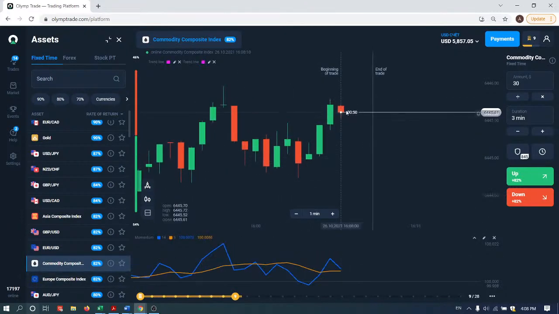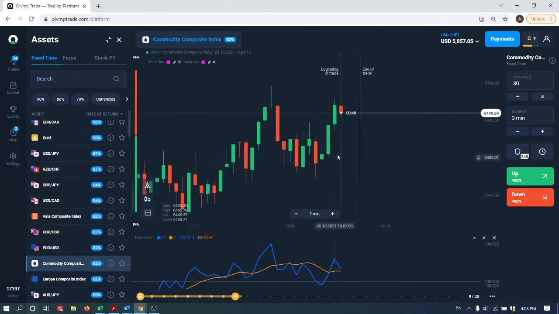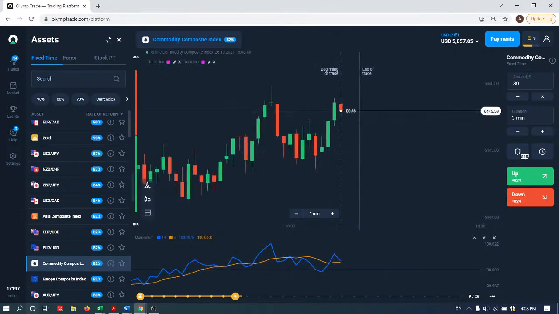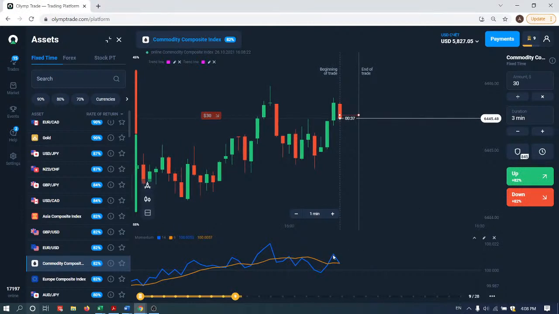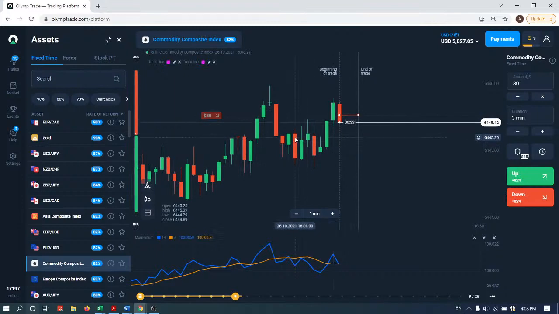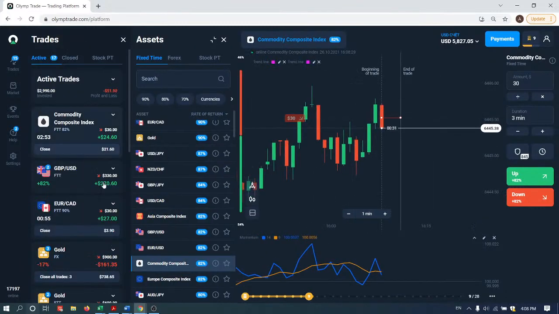Yes, one more interesting setup, another different setup, is exactly here, when the blue line crosses the orange line. So that's when you want to open a trade in the downwards direction as well. Now let's have a look at my trades.